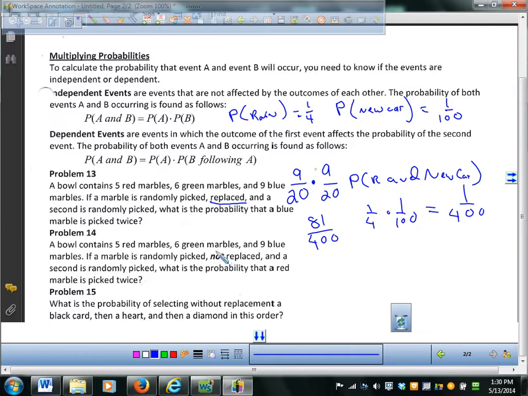Do you reduce that? I don't think it reduces. But what do you prefer? I prefer to leave it as a fraction, okay? Or you can turn it into a percent if you want.